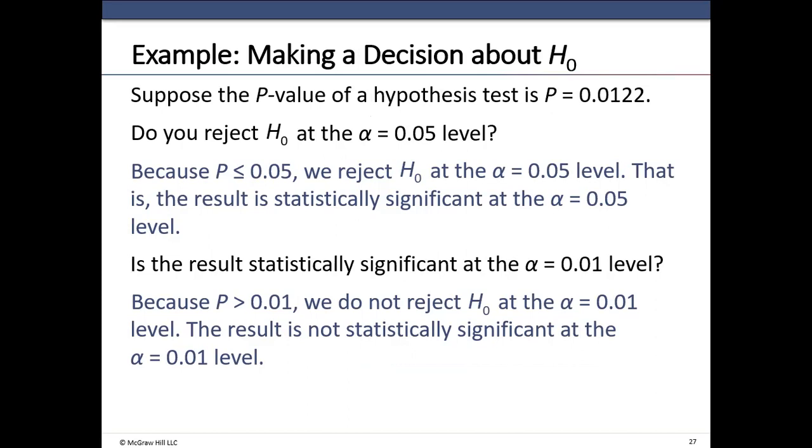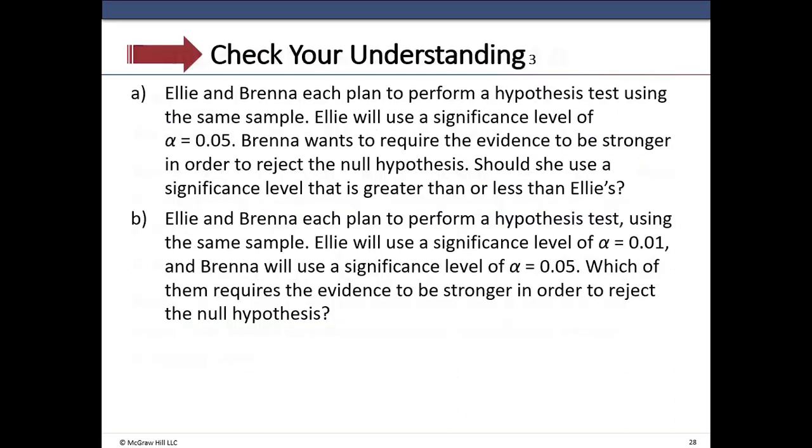Is the result significant at alpha equal to 0.01? Compare now the p with alpha. P is greater than alpha. So the decision at alpha equal to 0.01 is: do not reject H0. Okay. We move on.